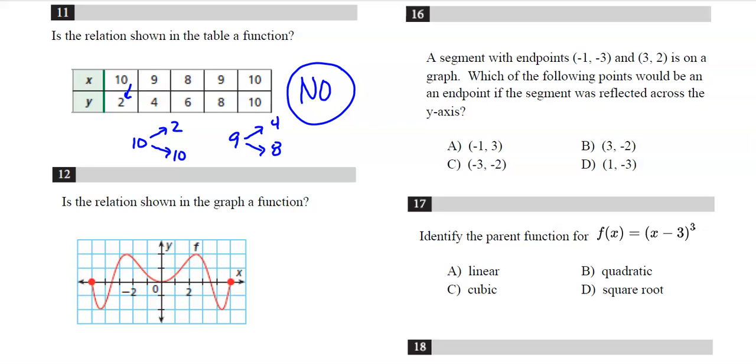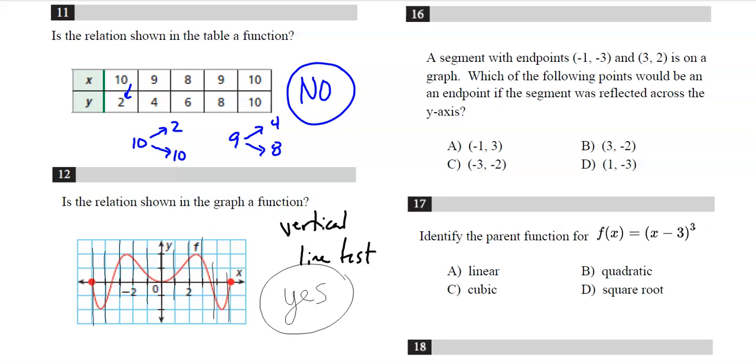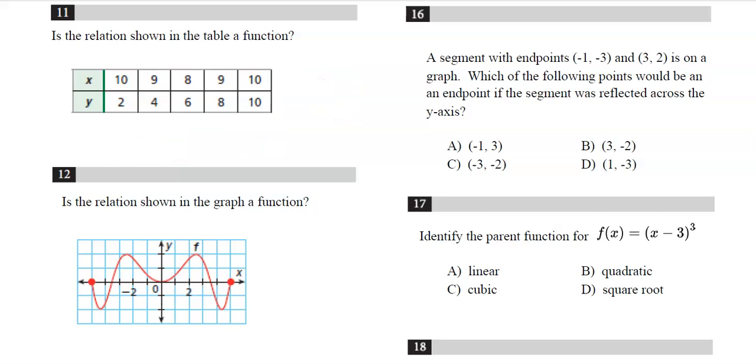Can't happen. Number 12, is the relation shown in the graph a function? So if you have a graph, there's an easy way to test it called the vertical line test. And you simply just draw vertical lines. And if you ever touch the graph twice, then you know it's not a function. And anywhere where I draw a vertical line, I don't see myself crossing the red line more than once, anywhere. So I think this one passes, yes. This is also a function because of the vertical line test.